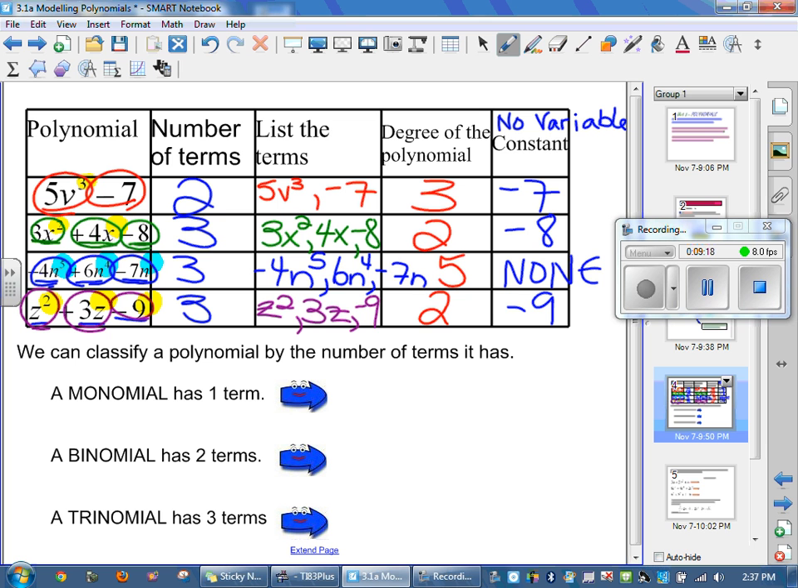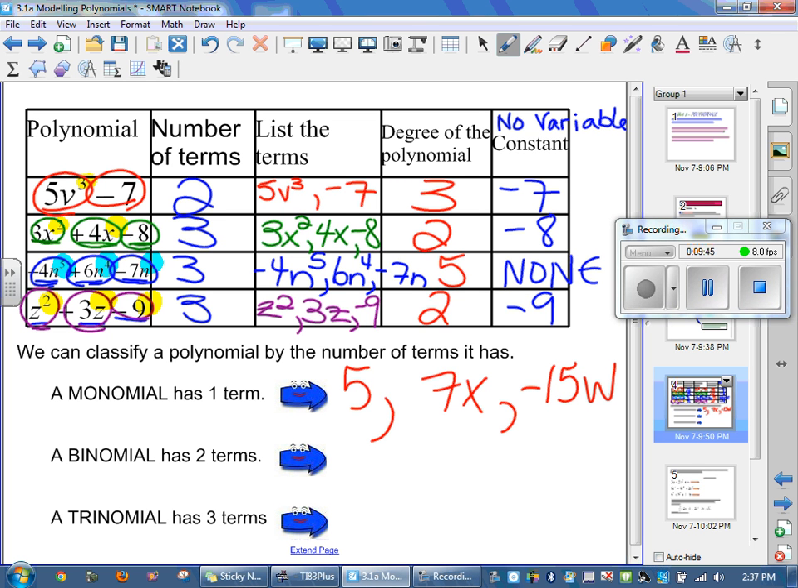Okay? So if we take a look at a monomial, monomials have 1 term. So let's write some examples of monomials. 5 all by itself, 7x all by itself, -15w all by itself. Okay, those are monomials because they're not connected by positive or negative signs to anything else. They're by themselves. Okay, those are examples.